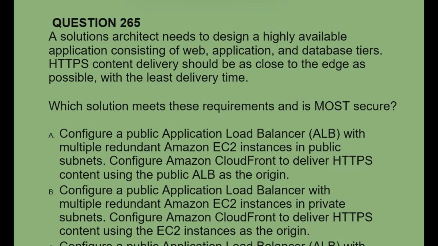Option A, configure a public application load balancer, ALB, with multiple redundant Amazon EC2 instances in public subnets. Configure Amazon CloudFront to deliver HTTPS content using the public ALB as the origin. Option B, configure a public application load balancer with multiple redundant Amazon EC2 instances in private subnets. Configure Amazon CloudFront to deliver HTTPS content using the EC2 instances as the origin.